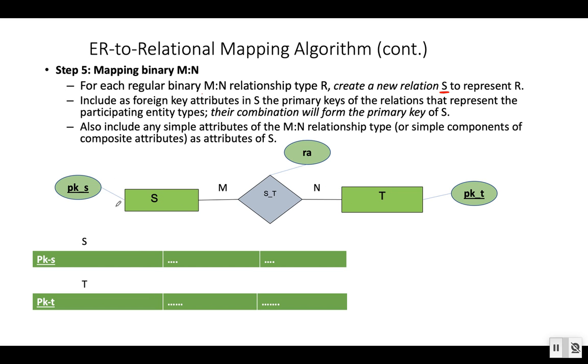From steps 1 to 4, we already have a relation for entity S and another relation for entity T. Now as this relationship is an M to N relationship, we are going to create a completely separate relation like that.